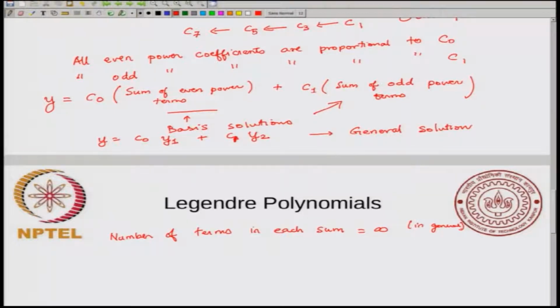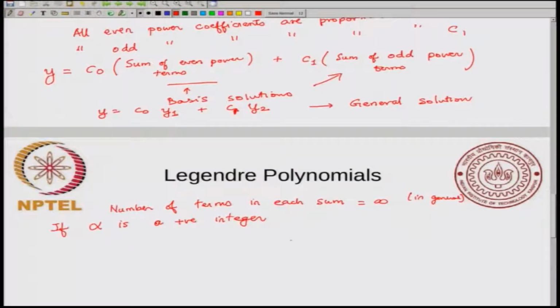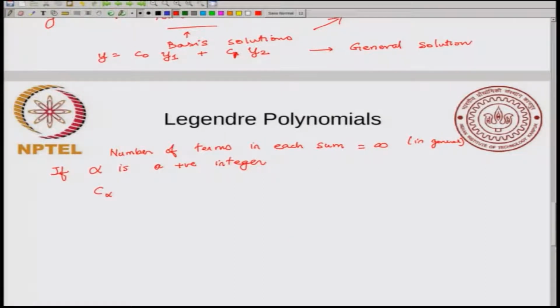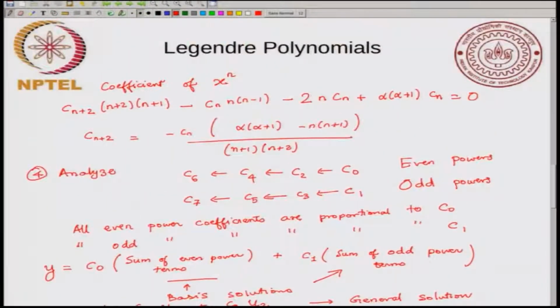Now however, if alpha is an integer, let us say a positive integer, then we notice that C of alpha plus 2, I can write this as minus C alpha times alpha times alpha plus 1 (from minus n plus 1, which is nothing but alpha alpha plus 1) divided by alpha plus 1 alpha plus 2, and this is equal to 0. So C of alpha plus 2 equals 0. Let us just go back to our relation. By the way, I did not mention this, but this is called a recursion relation.